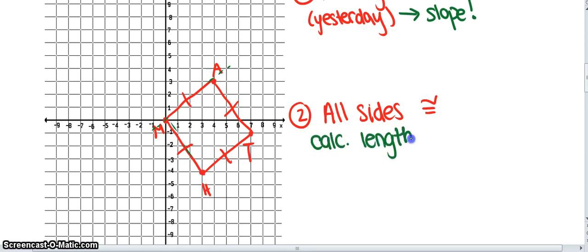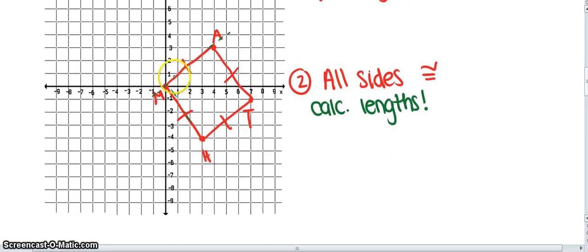And in order to calculate the lengths, it's like what we just did. You need to calculate the distance. So I need to figure out the distance between these two points, M and A, because that would be the length. Or the distance between A and T, because the distance between those is the length.